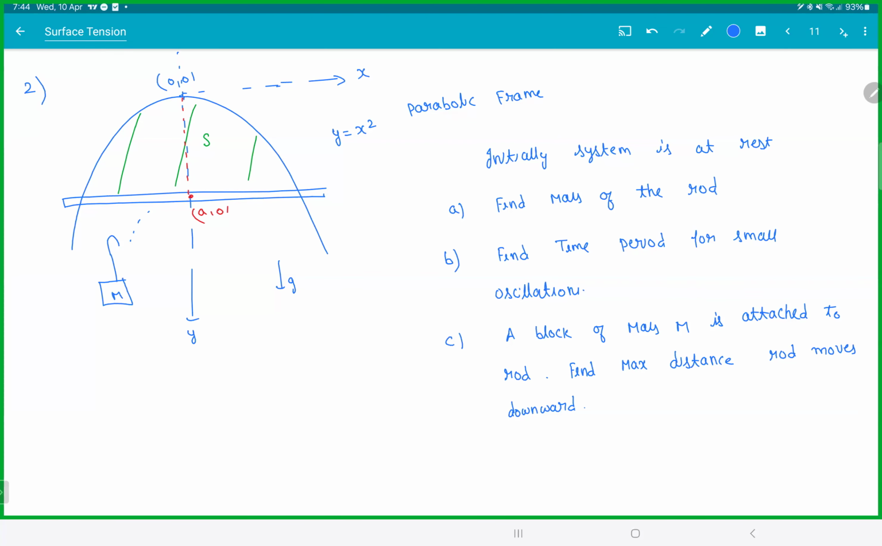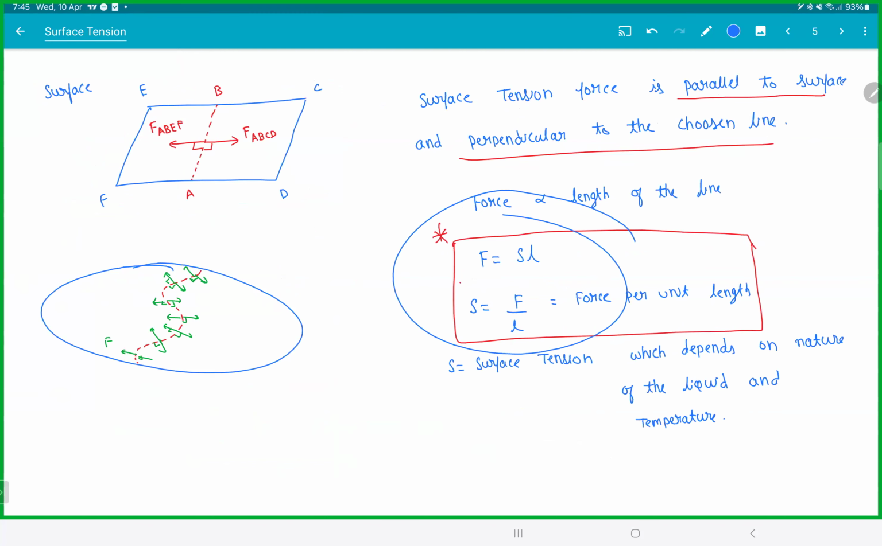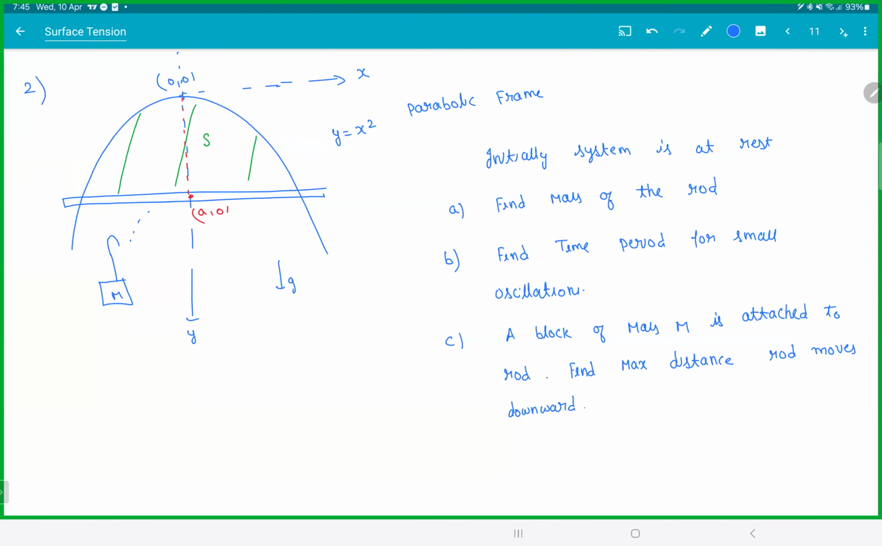Think about it, till now in this entire chapter I taught you only one mathematical formula: F is equal to SL. I'm playing with that only. Let's get this. Mass of the rod is easy. 4SL root a. You just find the length of the rod from geometry and finish it off. Get the time period, everyone. And that C part, those are the important ones. 8 Sa by g. Okay, you got a good length.